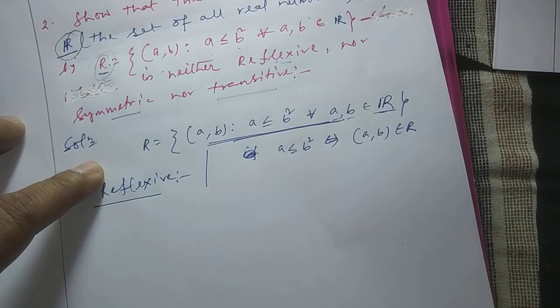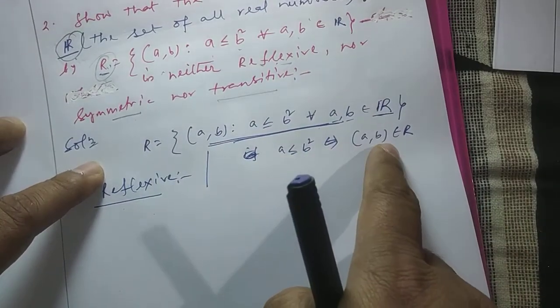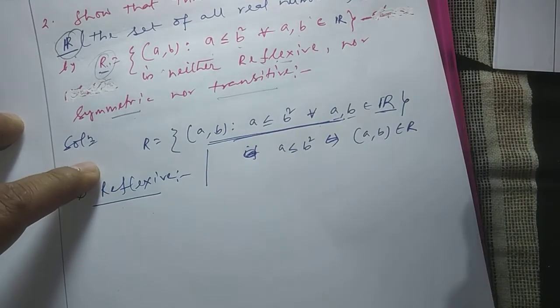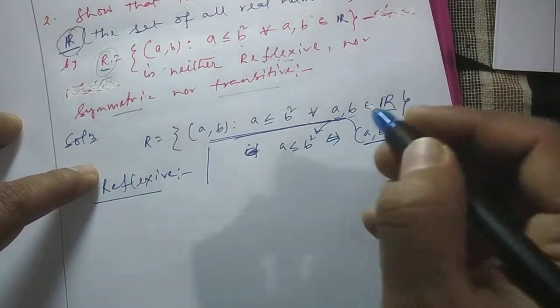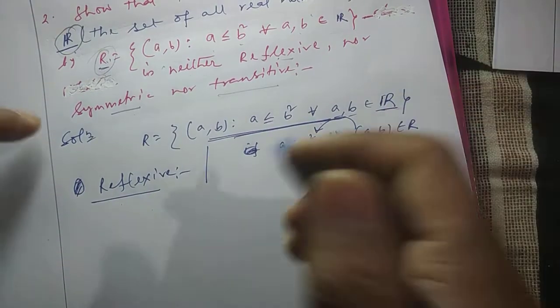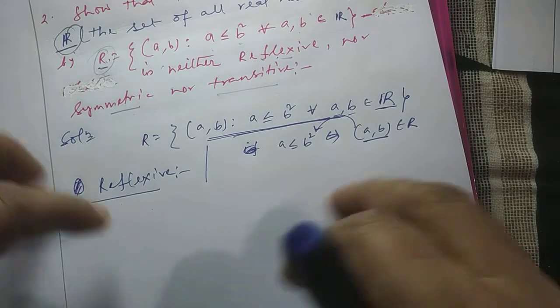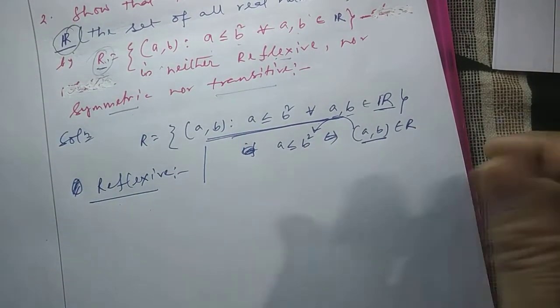Again I am saying what is the meaning of that. If a ≤ b², then the ordered pair (a, b) belongs to R, meaning it satisfies the given relation. Or conversely, if (a, b) belongs to R, then a ≤ b². That is the meaning of this definition in short. So you have to keep this in mind to check reflexive, symmetric and transitive. Understood or not?